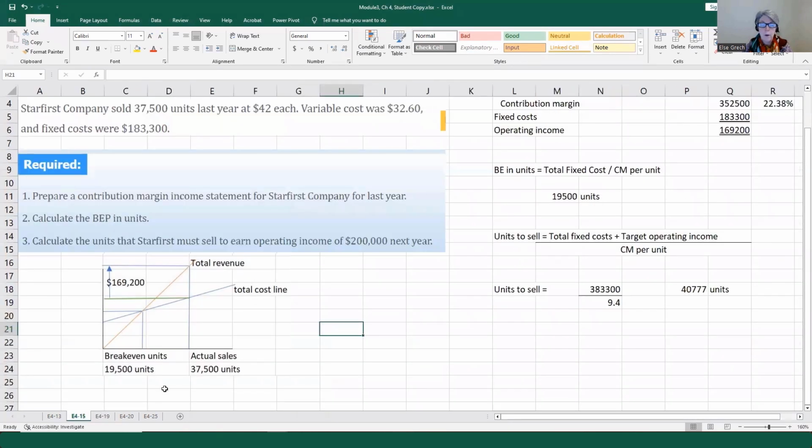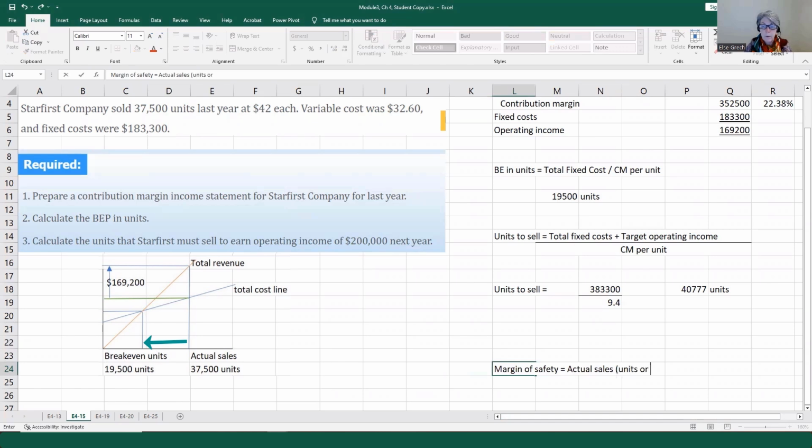Now, let's go back over here. Remember, I told you the margin of safety in units is this area between here. So it is margin of safety. Let's just put it down here. How do we calculate the margin of safety? Margin of safety is equal to the actual sales, either in units or dollars, sales revenue minus the break-even sales. That's either in units or dollars. This is the margin of safety.